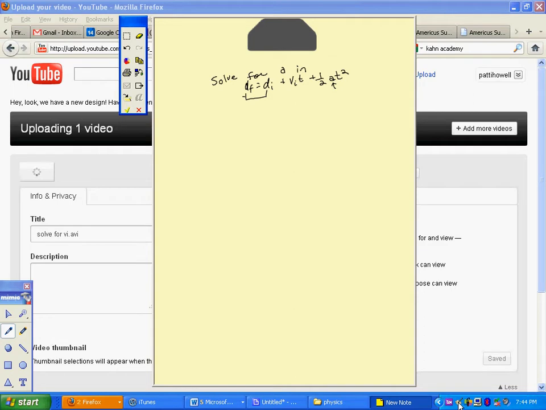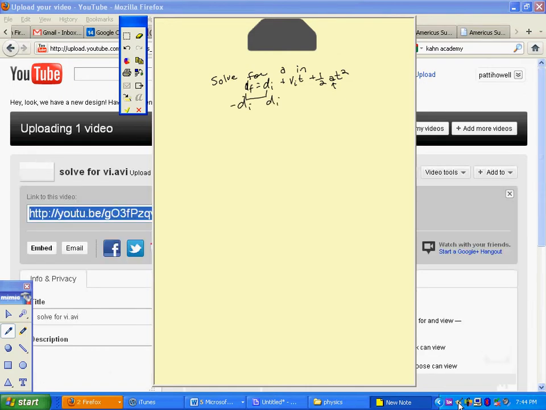If I subtract di from both sides, I get df minus di equals initial velocity times time plus 1/2 at squared. The good thing about this is that this can be reduced down to delta d, or my change in distance. So now instead of having two things, I've just got one. Delta d equals vit plus 1/2 at squared.